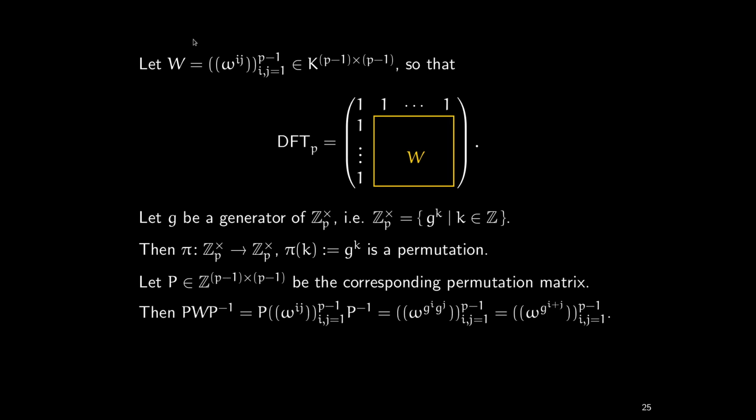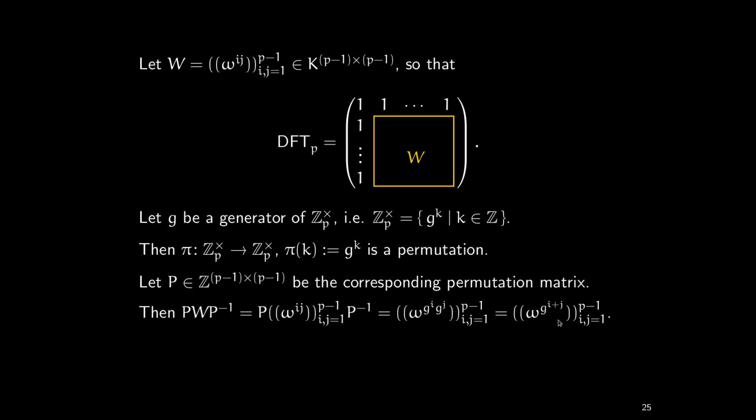Okay, so now take this W matrix and sandwich it with this permutation matrix. If you apply the permutation matrix from the left and from the right, and on one side you invert, then that has the effect that the exponents of omega, the i and the j, will be replaced by g to the i and g to the j, right? Okay, so this matrix here is this one. But now g to the i times g to the j, that's really g to the i plus j, because that's just the law of how to multiply powers.